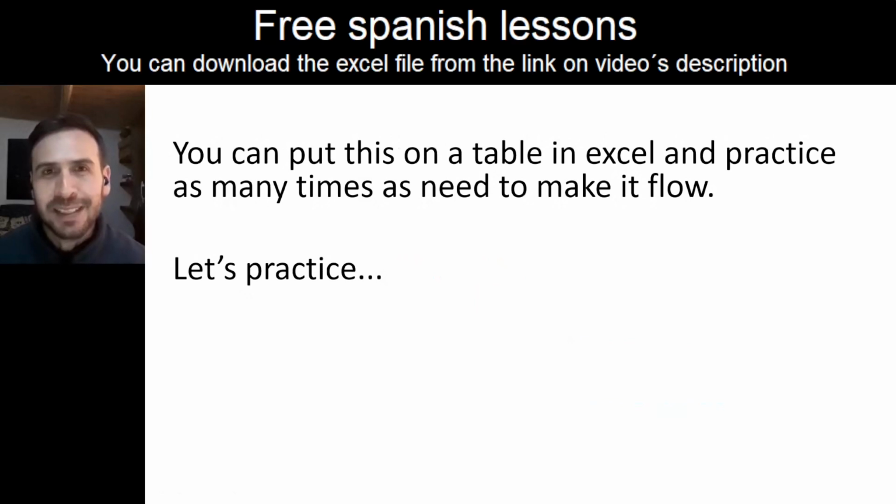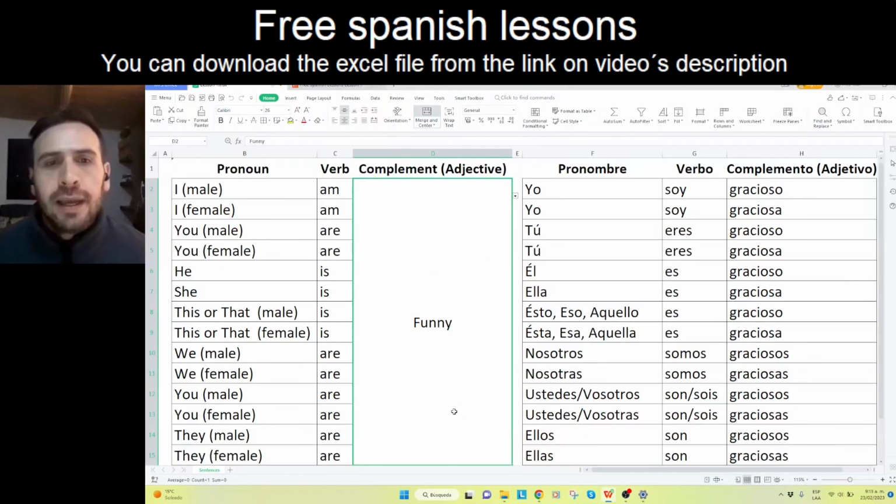Let's practice. So, here we have all that we have studied in the presentation in the table. So for something as simple as I am funny, you're funny, he's funny, she's funny, and so on in English, you have all these combinations in Spanish. It might look a little bit complicated, but with practice, you will find it's very easy. So let's practice with funny.